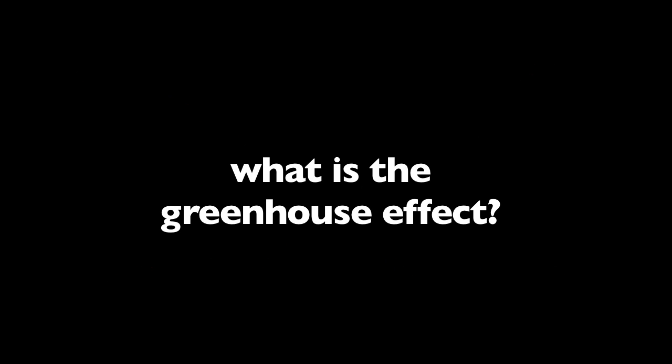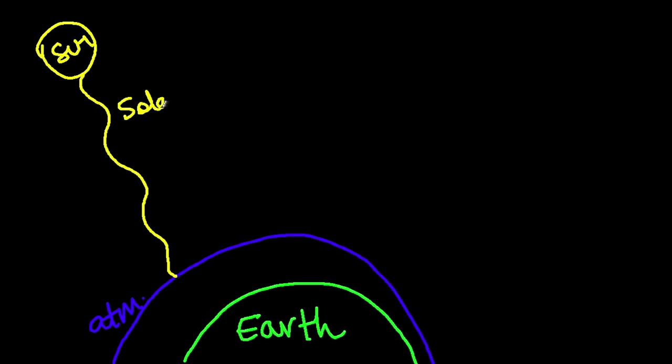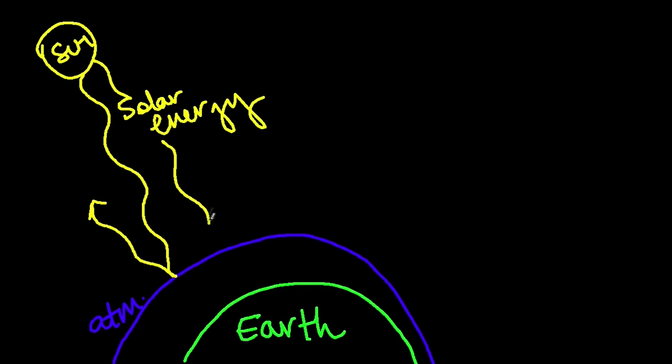So what is the greenhouse effect? Well, let's begin with the Earth, its atmosphere, and the Sun. The Sun emits energy out into space, called solar energy. When the solar energy reaches the Earth, two things happen. Some solar energy is reflected by the top of clouds, ice sheets, and other shiny surfaces, but most of the solar energy passes through the Earth's atmosphere and heats up the surface of the Earth.